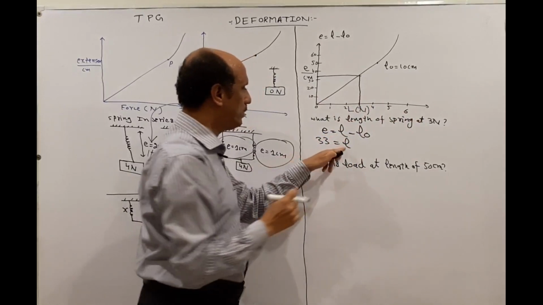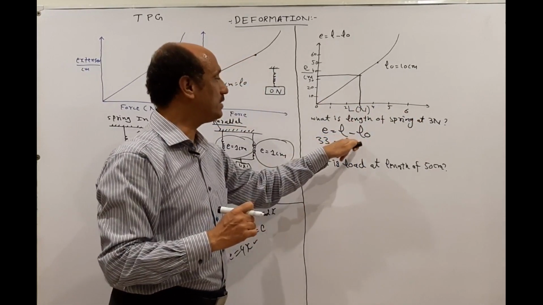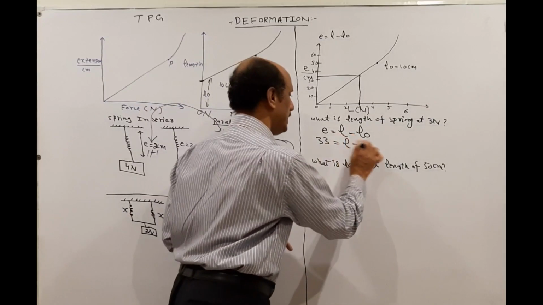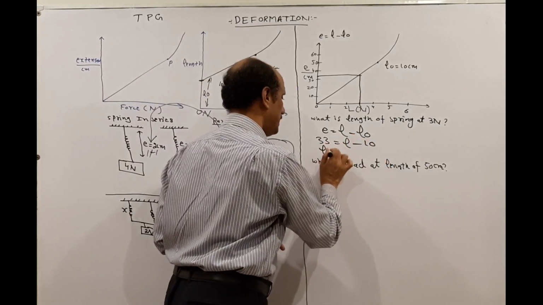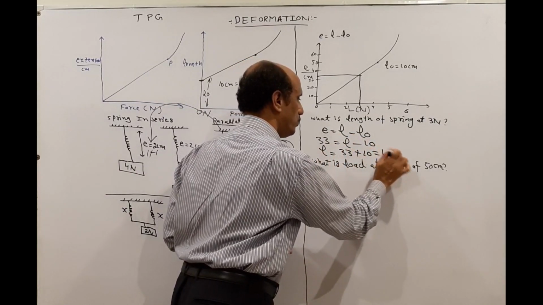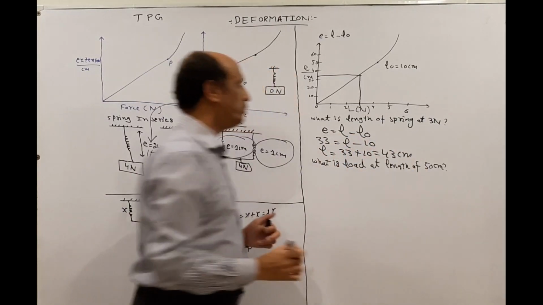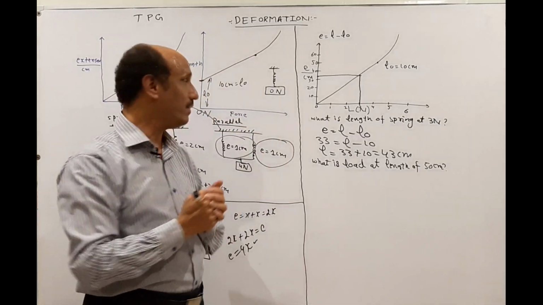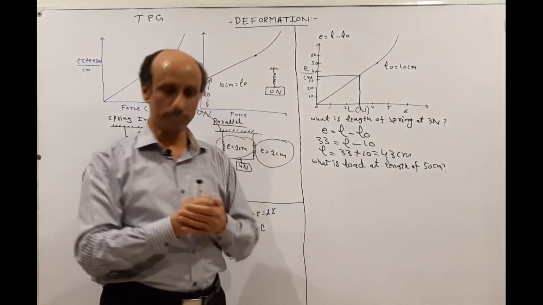I want to calculate this length, and this one is also given, which is the unstretched length, 10. So what will be the length now? 33 plus 10, that is equal to 43 centimeter. So in that way you can calculate the length of the spring when the load is 3 Newton.